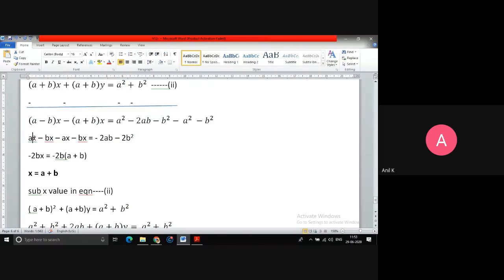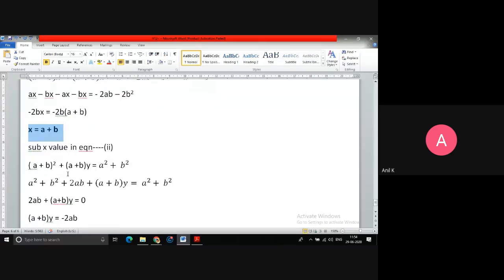Now if you look at the LHS, is there any cancellation? Yes, ax and minus ax both will get cancelled. You are left with minus bx, again minus bx, which is minus 2bx, equals, now from these two terms, can you take anything common? Yes, we can take minus 2b, which is there in both the terms. So I have taken minus 2b common. After taking minus 2b, here just a will be left, and here 1b will be left. So I am left with a plus b. So minus 2b on both sides will get cancelled. Therefore x equals a plus b.